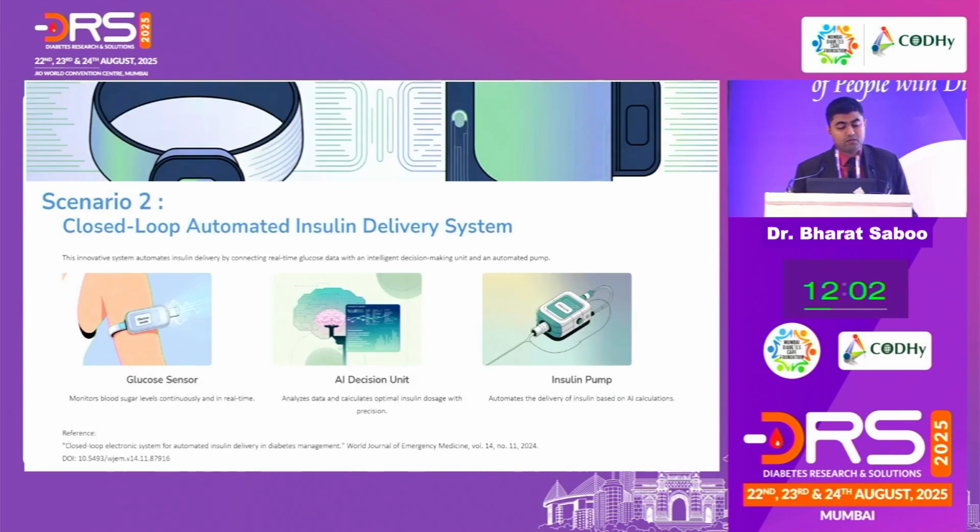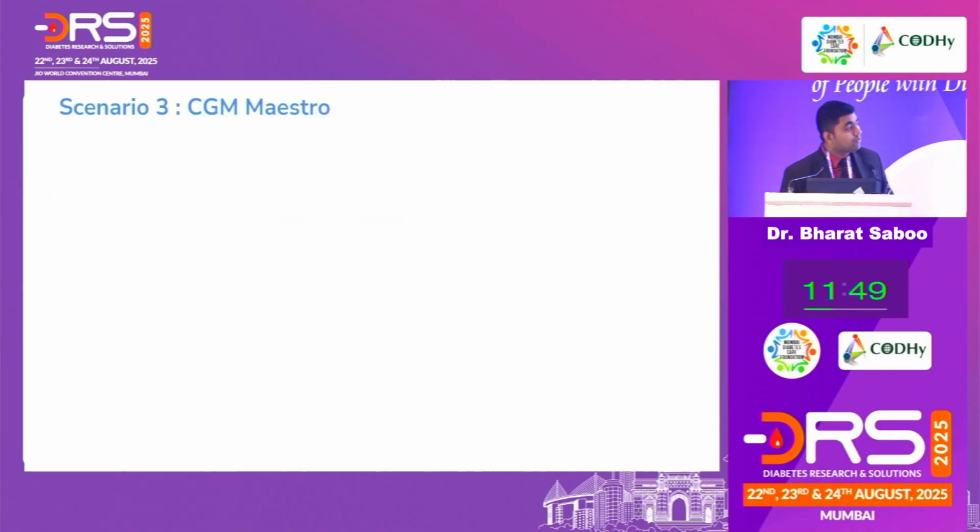Scenario 2 is closed-loop automated insulin delivery systems, where there's a glucose sensor, there's the AI decision unit system, and then the pump executes based on the data which gets integrated from both of these. The third scenario is our own solution, which is called CGM Maestro. We developed it a year back. Now it's in prototype to final deployment phases.